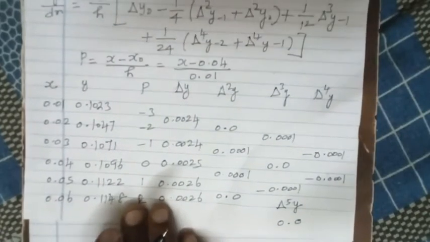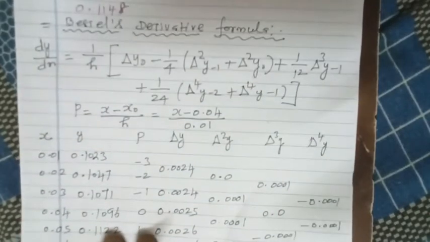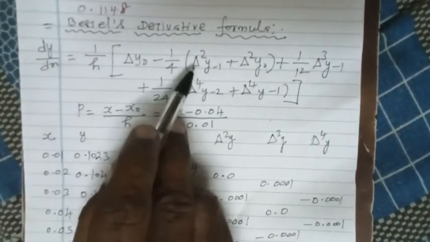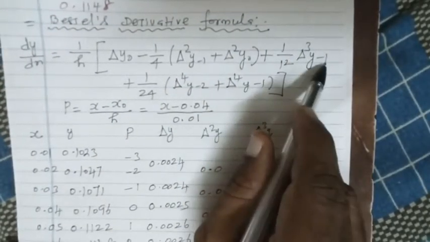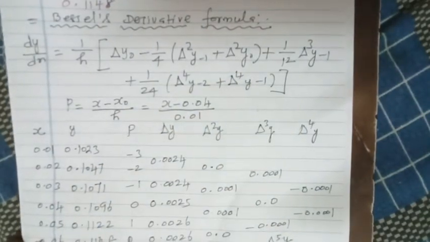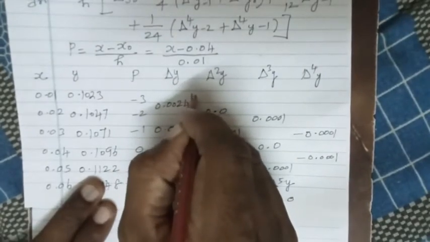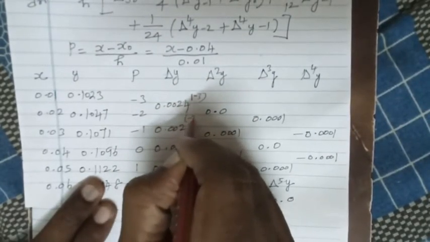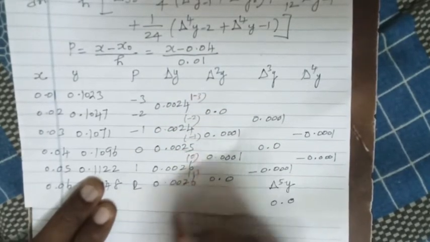Okay, now in the formula required delta y, delta square y minus 1, delta square y naught, and delta cube y minus 1, delta power 4 y minus 2, and delta power 4 y minus 1. So in difference table, first we have to start with the p value minus 3. This is for minus 3, this is for minus 2, and this is for minus 1, this is for 0, and this is for 1.